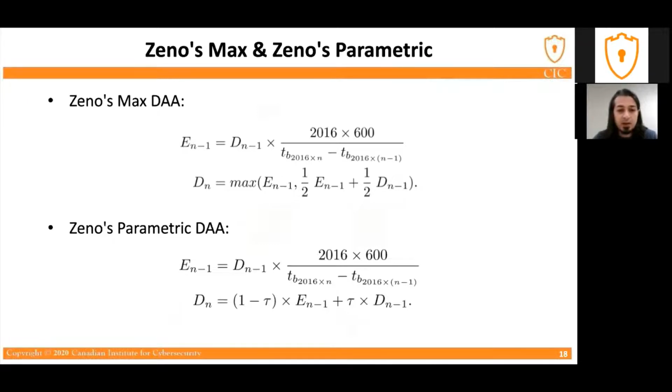And also we have another one, which is Zeno's parametric DAA. Again, we have another parameter called tau, and in this one we have 1 minus tau times E_{n-1} plus tau times D_{n-1}. So if we have tau as 0.5, it should be exactly like the Zeno's. So we can say that Zeno's is a special case of Zeno's parametric when tau is 0.5.